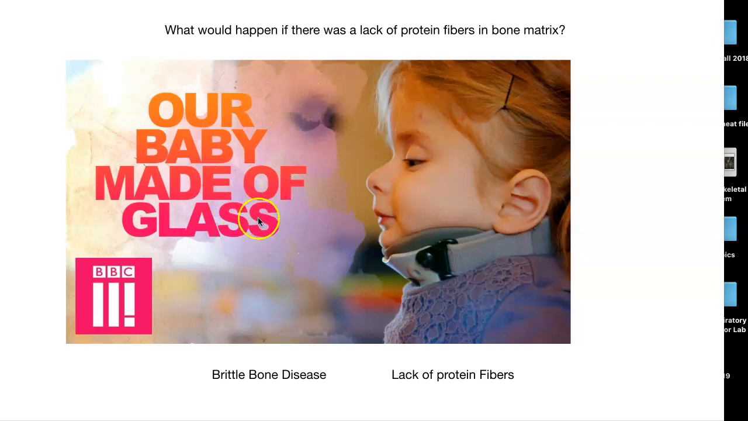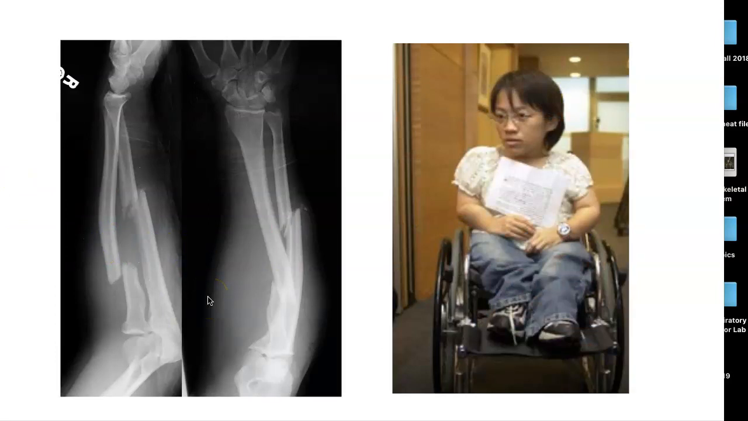There was a great BBC thing on this little girl who has multiple fractures throughout her body. "Our baby is made of glass because she's so fragile." So what happens with these people? Their bones are so fragile. They're hard, but there's no protein fibers, so they snap. The bones don't heal right. There's so many fractures. They have stunted growth. They are in wheelchairs. So that's not good either.